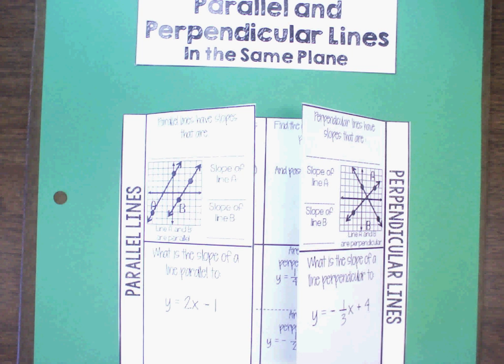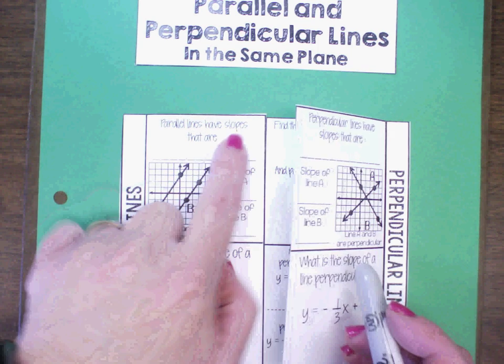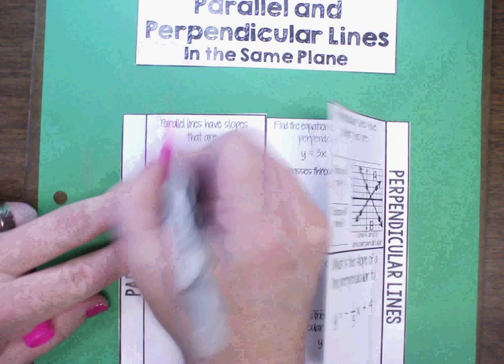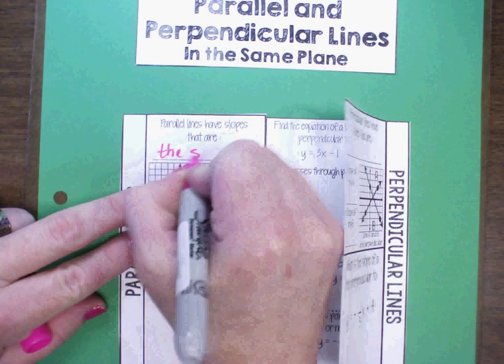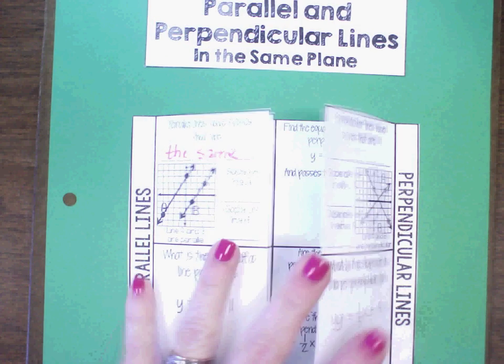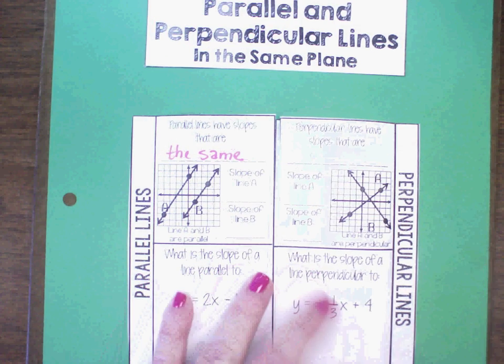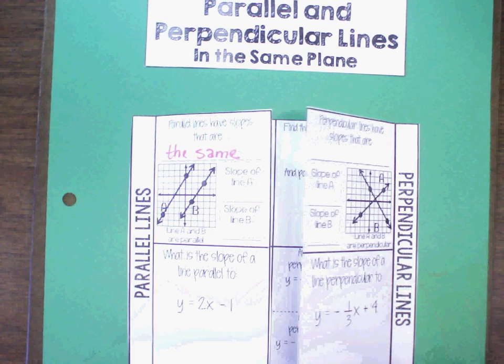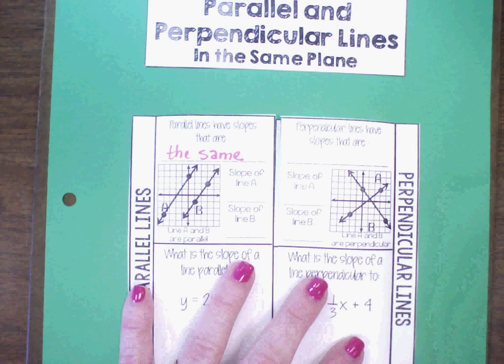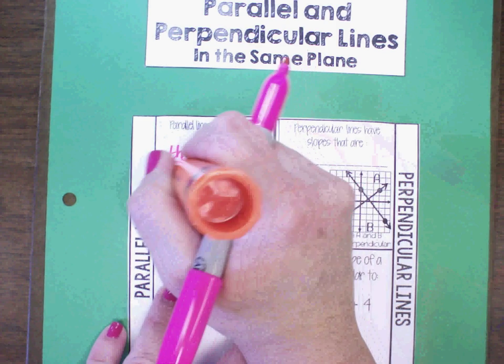All right, so let's do it. So parallel lines have slopes that are what? The same. Very good. So that's exactly what you're going to write over here. The same. All right? So the next one is, we got to find the slope of line A. How can we find the slope of line A if it's on a graph? Rise over run. Very good. So use the 2 points and let's do rise over run.